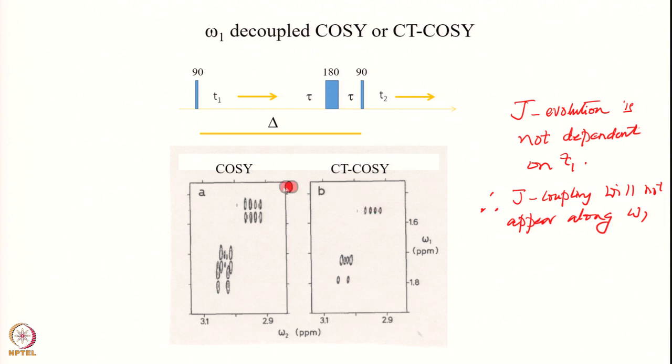A greater benefit is seen here. You see that the overlap which was seen here is removed. You can clearly see that there is one multiplet here, and there is another multiplet there.